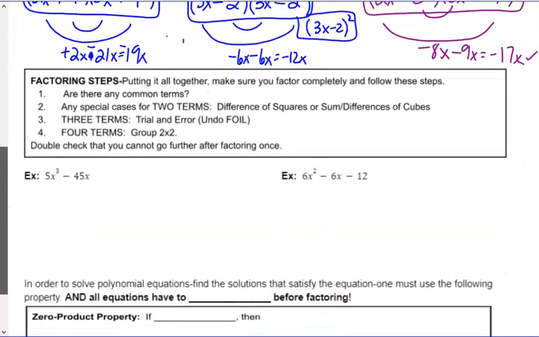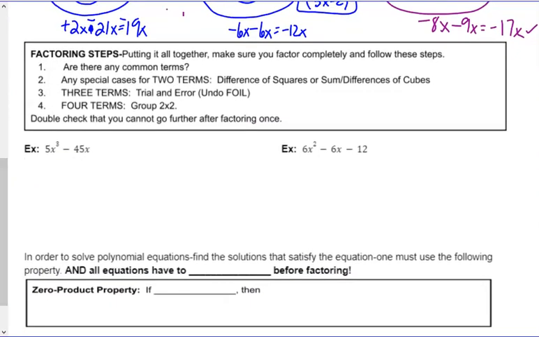All right. Here's our factoring steps I'll put together for you. Putting it all together, make sure that you can factor completely and follow these steps. Number 1, are there any common terms to pull out to begin with? Then you look at your 2-term, 3-term, 4-term cases, okay?